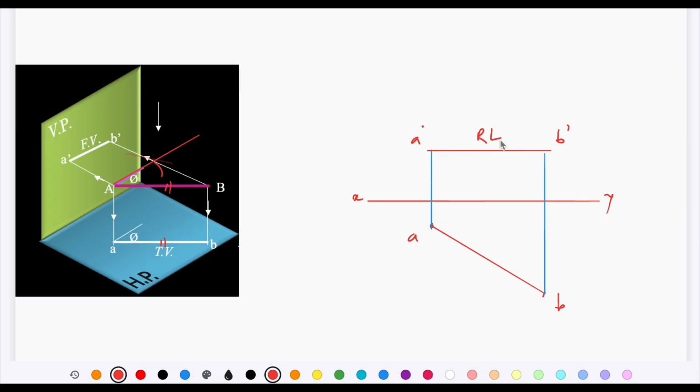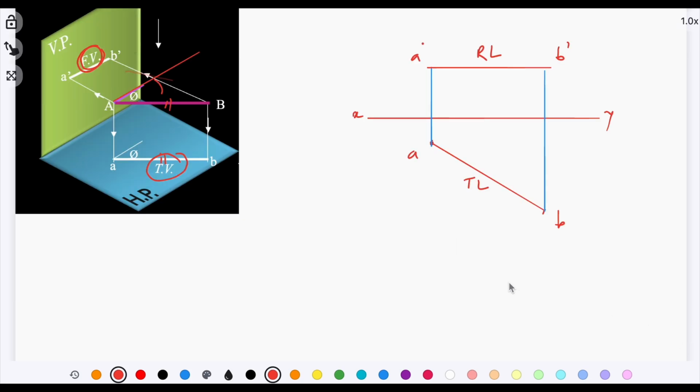This will be a reduced length because the line is inclined to the vertical plane. So the view appearing in the vertical plane will be of reduced length. The line is parallel to HP, so the view appearing in HP will represent the true length.